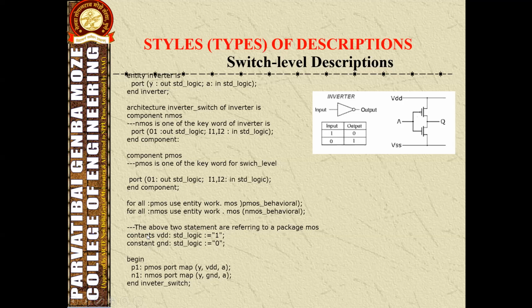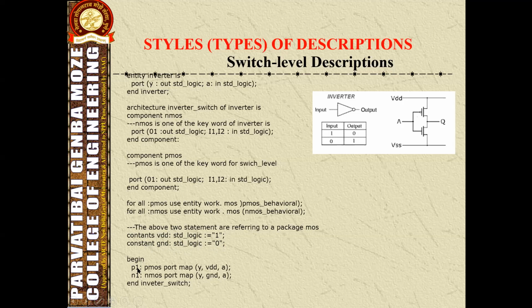Then we have to provide two constants. One is VDD and another one is ground. VDD is in the form of std_logic data type, that means a high signal will be fed under the name VDD. Similarly, ground, the low signal, will be fed under the name ground. After declaring these two constants, we have to begin with our architecture.